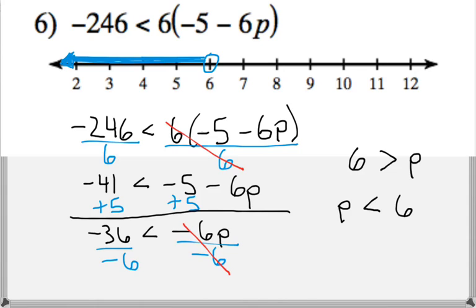Hopefully this video helped you to understand how to solve multi-step inequalities and graph them. As always, if you have questions, don't hesitate to ask me in class.